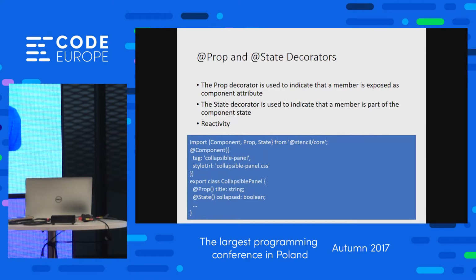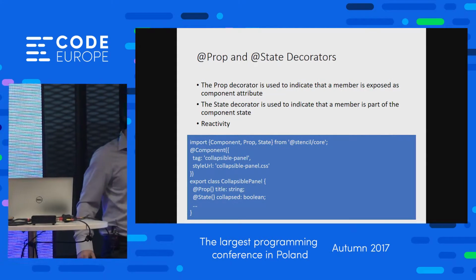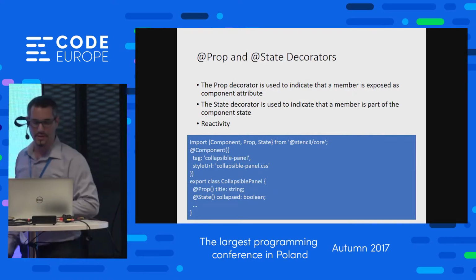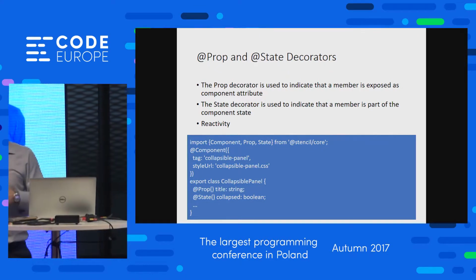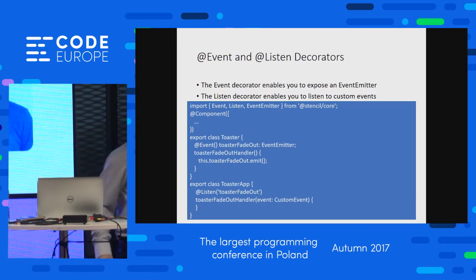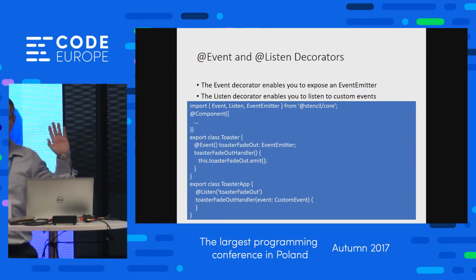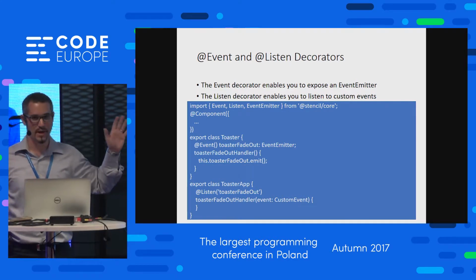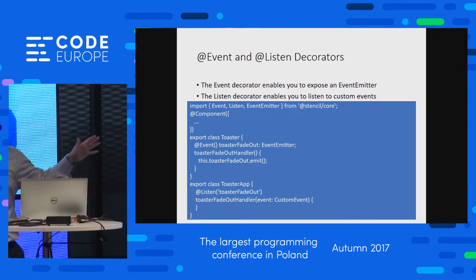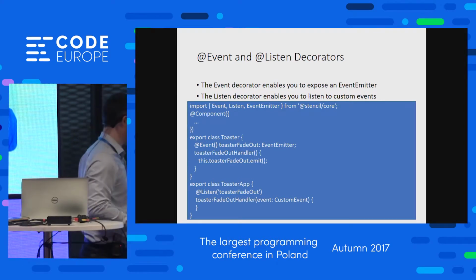Both of these decorators enable you to create outside attributes using the prop decorator, or inside state of the component, and they have their reactivity. Events and listen: you can wire or expose events using event emitters from the component to the outside. That means that if something happens inside of the component, you can send an event using the event emitter, say event emit, and then if somebody listens to that event, it will react accordingly.